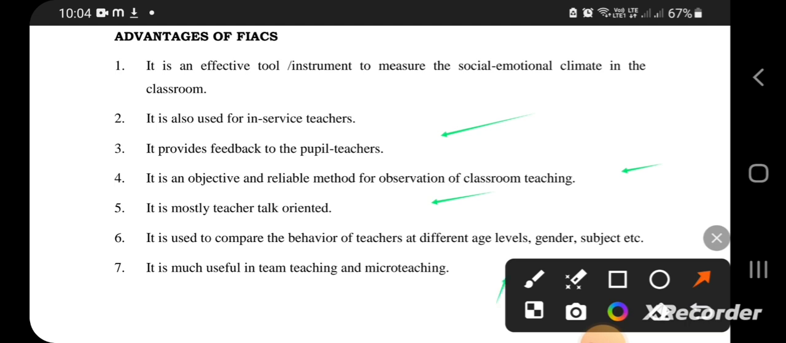It is much useful in team teaching and micro teaching. Flanders interaction analysis is particularly valuable in contexts like team teaching and micro teaching, where detailed observation and feedback are essential for improving instructional techniques.